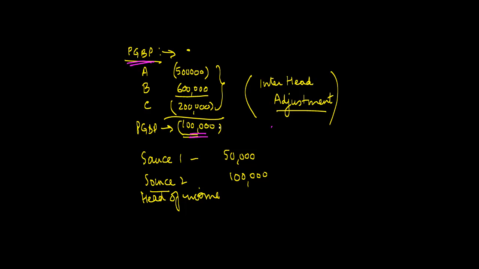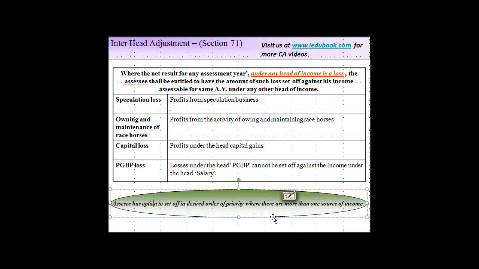Now you have an option that you can set off this entire 1 lakh against this, or you can set it off 50,000 against this and 50,000 against this. So this option is entirely at the discretion of the assessee. There is no compulsion that you have to set it off against any particular head of income. You may set it off as you may desire.